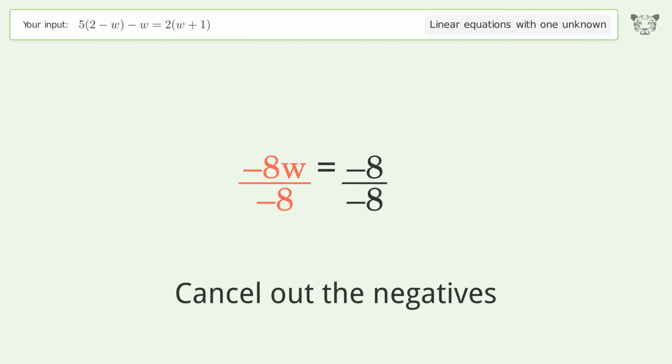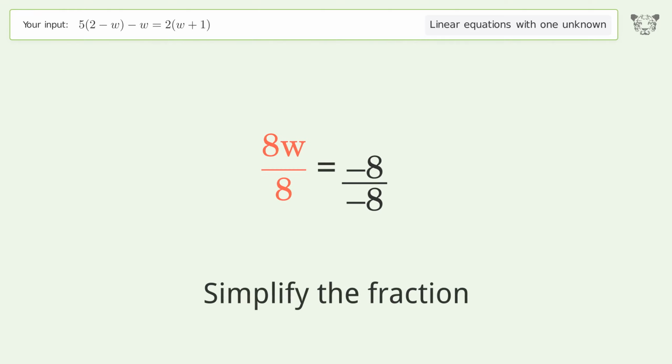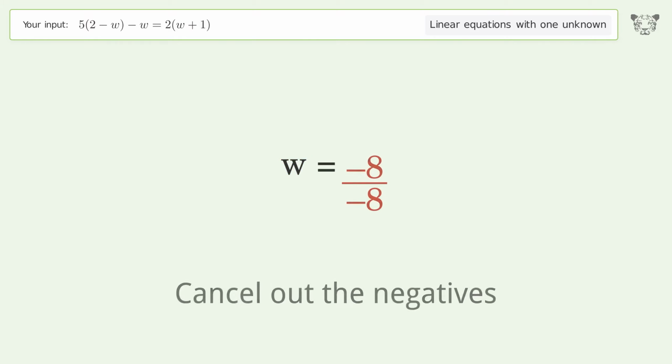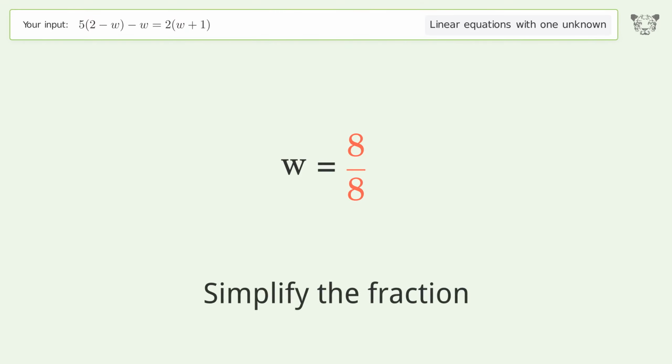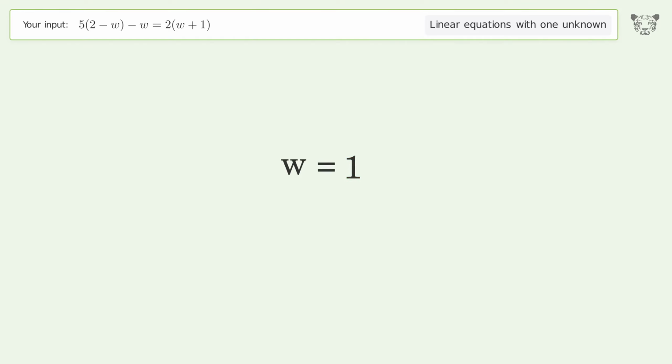Cancel out the negatives. Simplify the fraction. Cancel out the negatives. Simplify the fraction. And so the final result is w=1.